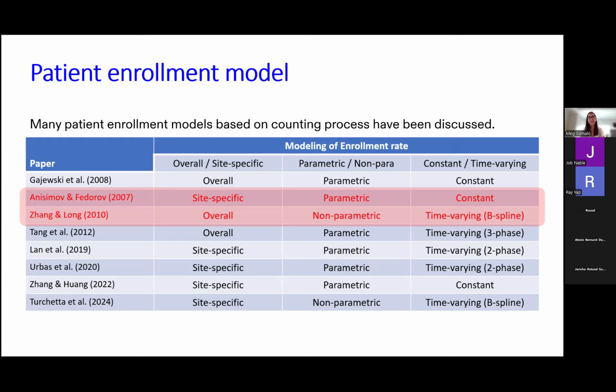And therefore, the constant assumption may be a very strong assumption, whereas a time-varying assumption on the rate of the enrollment may probably be better. But I'm going to tell you later that it's also not the truth. It may not necessarily be the truth either. So next, please.